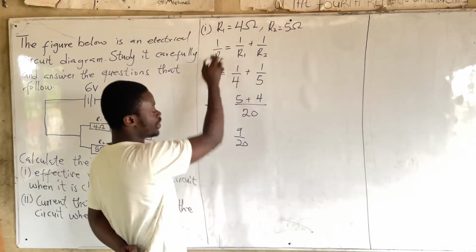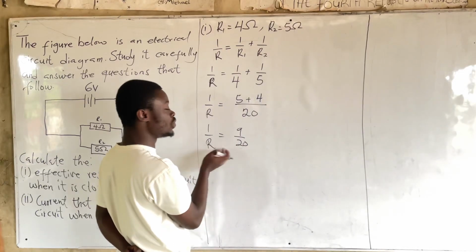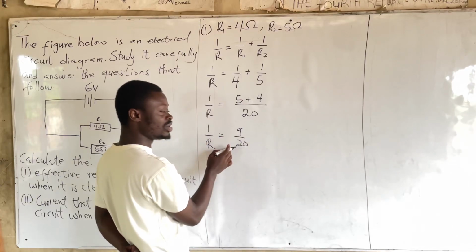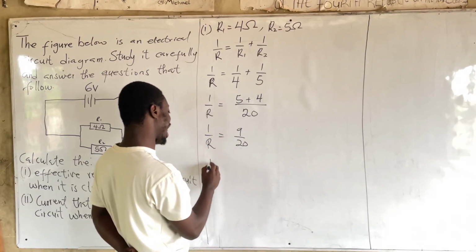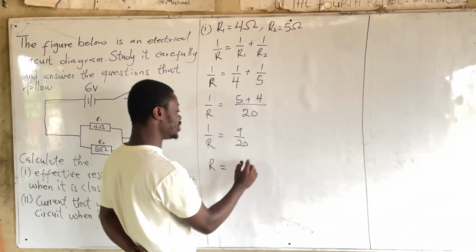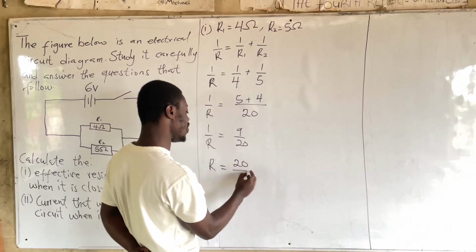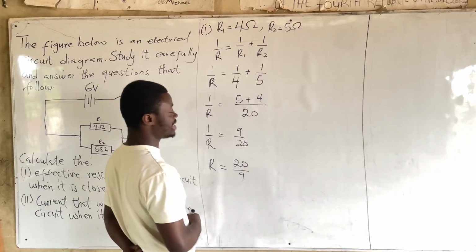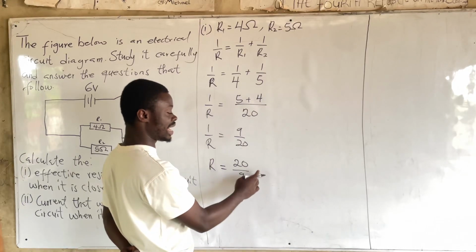So we want R, not 1 over R, so you reciprocate it. When you reach there, you reciprocate it. Then you get R over 1, which is R, and this one also reciprocates, we get 20 over 9. So the final answer is 20 over 9 ohms.